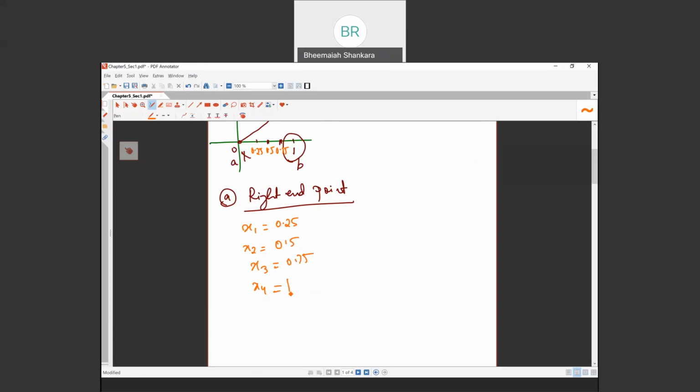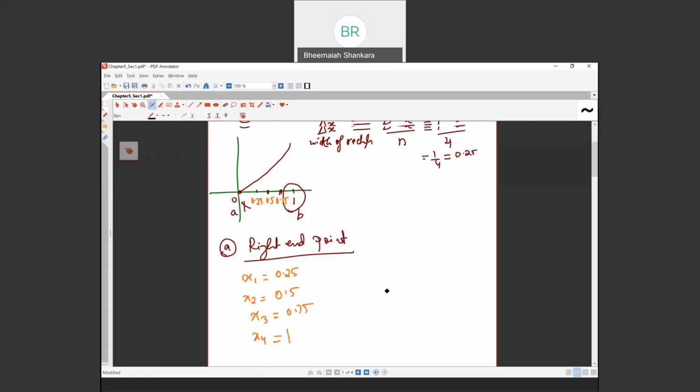Now having written the x sub values, let me draw the rectangles here. I'm going to start with the rightmost endpoint. I'm going to draw vertical lines to 1 and vertical lines to 0.5. I want to make it look like a rectangle, so I'm going to extend this on the top and make it look like a rectangle.